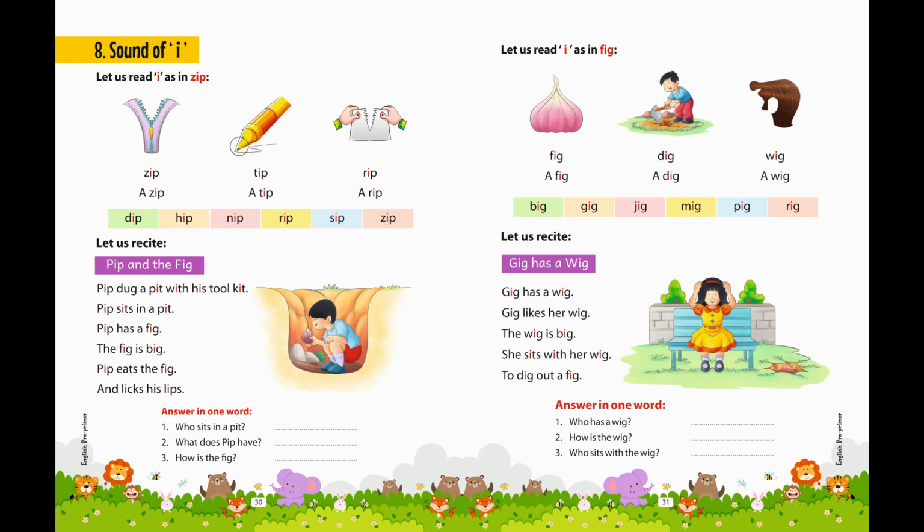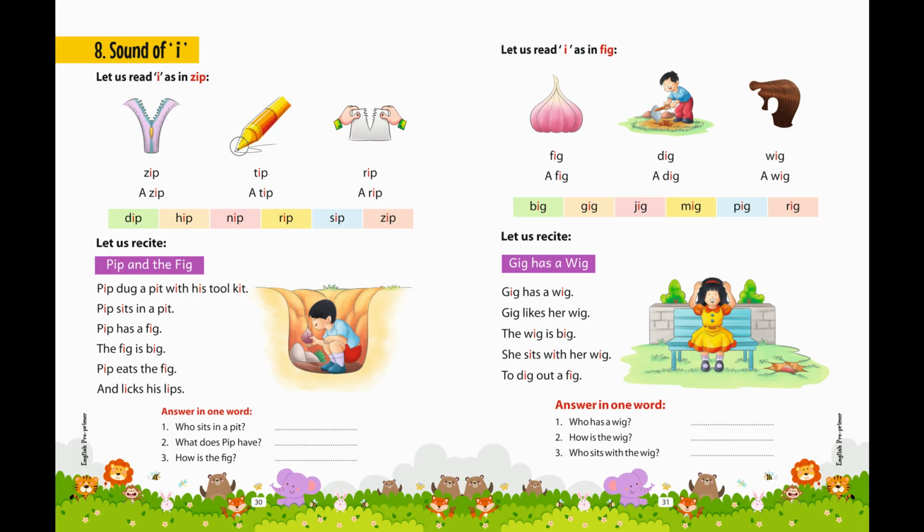Pip and the fig. Pip dug a pit with his kit. He sits in a pit. He has a fig. The fig is big. He eats the fig and licks his lips.